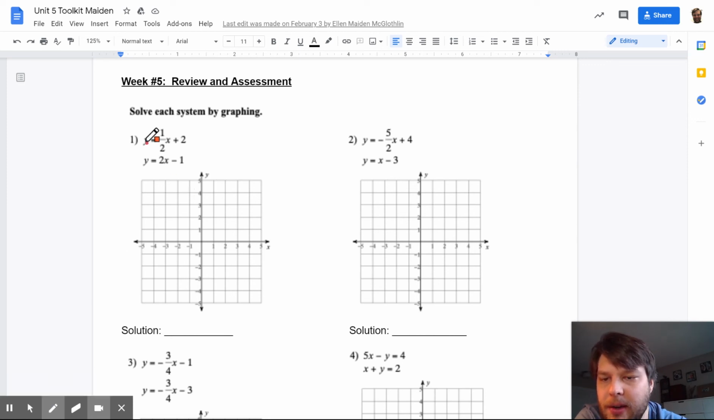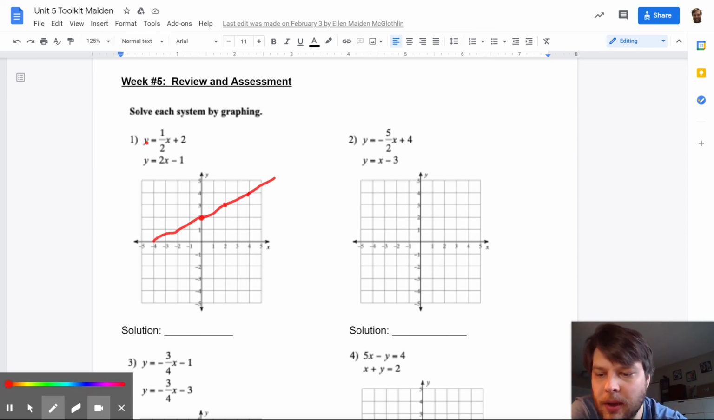I'll use red for the top equation, y equals 1/2 x plus 2. Put a dot at the y-intercept of 2. Rise 1, run 2. That's what the slope of 1/2 means. Once I have those dots, I can connect them like that. I'll use the color blue for my other graph.